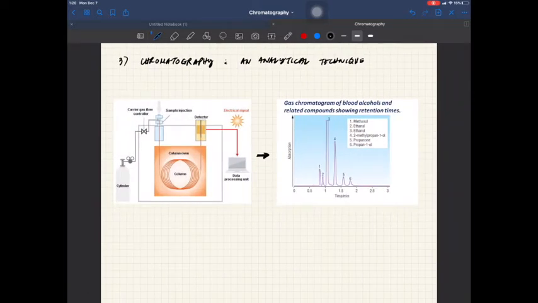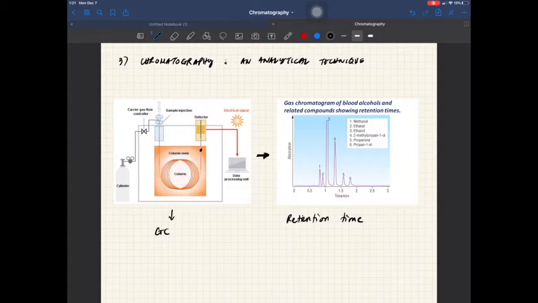The next concept that I would like to introduce to you is the concept of retention time. This is the schematic diagram for GC, or gas chromatography. What happens in the GC is that there are components that are eluted first and there are components that are eluted last. When we say eluted, it means these components go out from the column to the detector first, and some other components are eluted last.